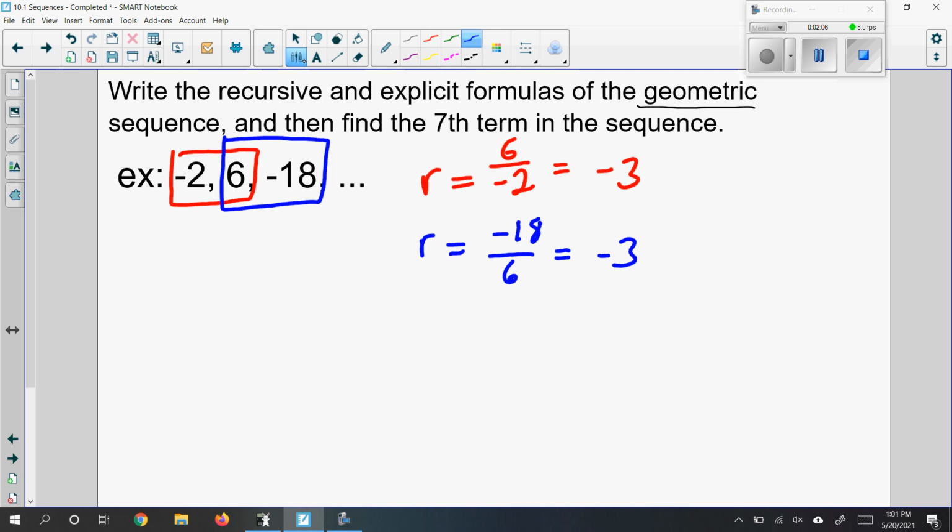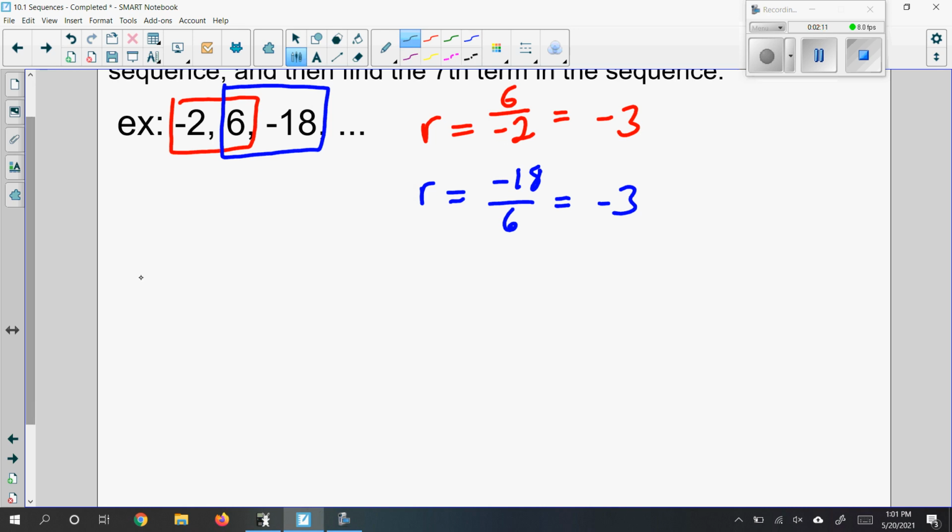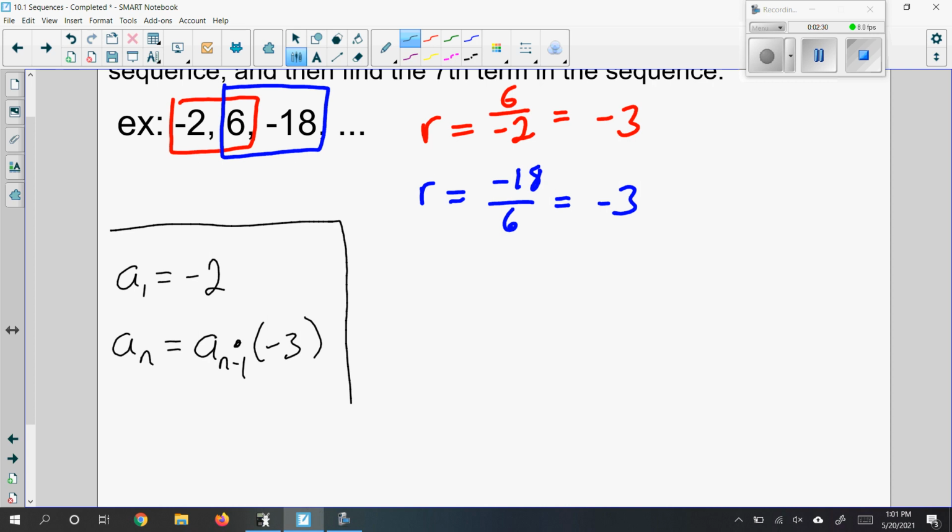Okay, so let's take a look at the recursive formula first. So the recursive formula, a sub 1 is given to us and is -2. So a sub n is equal to a sub n minus 1 times -3. And this is the recursive formula. Remember, in the recursive formula, we have to be given the first term, and then to find the next term, we take the previous term and multiply by -3.